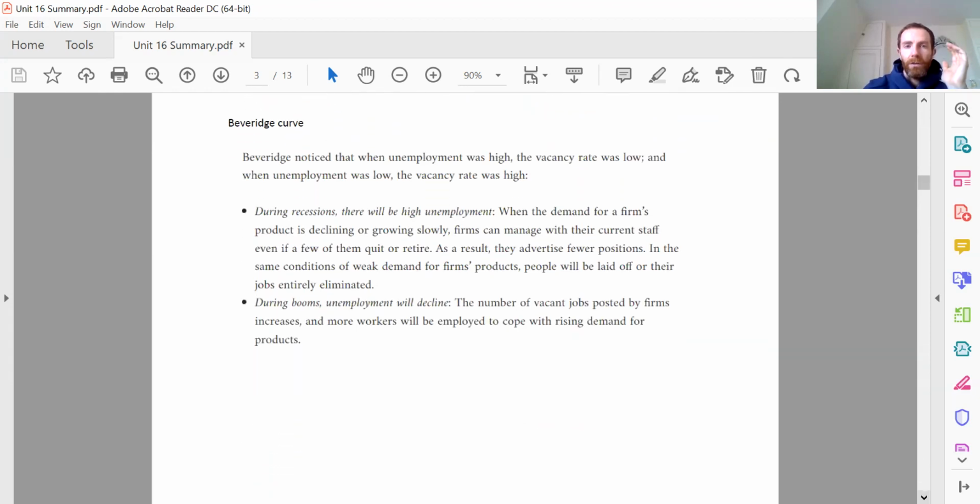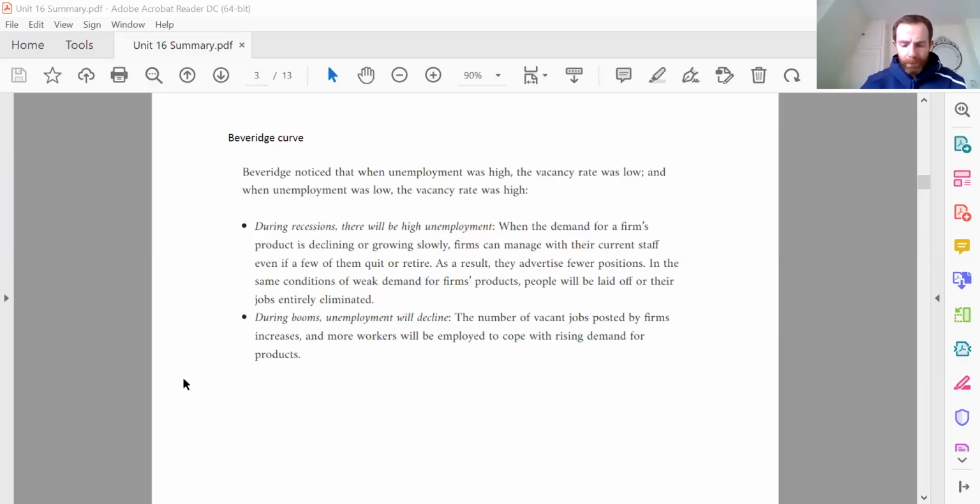The second thing to introduce is this idea of the Beveridge Curve, which I will do in one second, just after a short pause. Okay, so the Beveridge Curve is just this pattern that was noticed by Beveridge between unemployment rates and vacancy rates. Vacancy rates, to put it simply, is how many jobs are being posted by firms, right? That's a simple way to think about it.